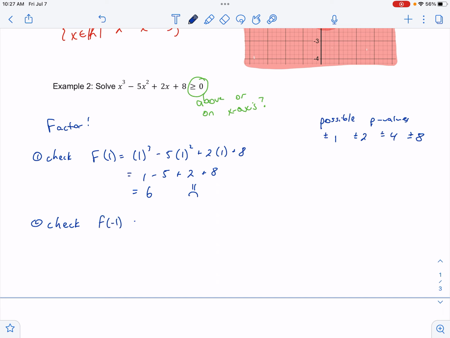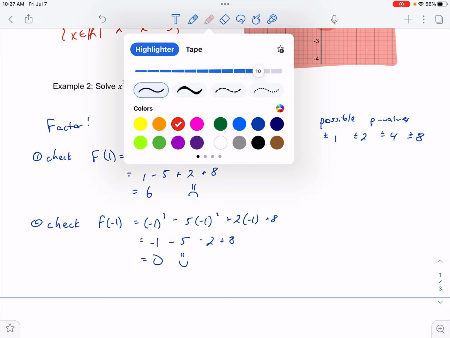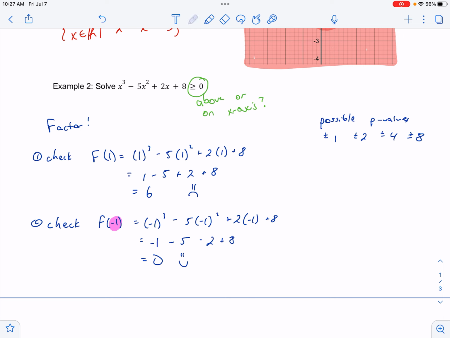f is negative 1. That'll be negative 1 minus 5 minus 2 plus 8. There we go, that's 0. Negative 1 is a factor, and so x plus 1 is a factor. I'm going to use that now to do some synthetic division off to the right here.